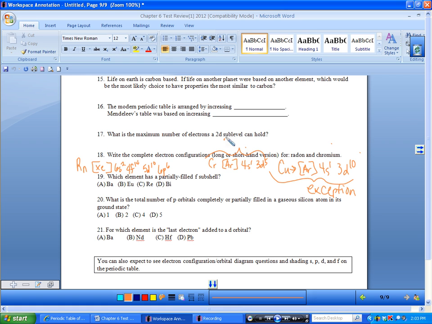Those are the only two exceptions you need to worry about, and you do need to worry about them because you may see them on a multiple choice. Be careful. Chromium and copper are the exceptions. Okay, going to get rid of that.